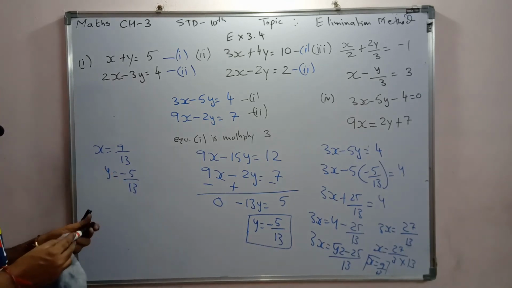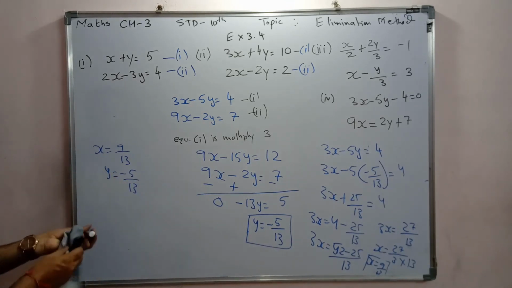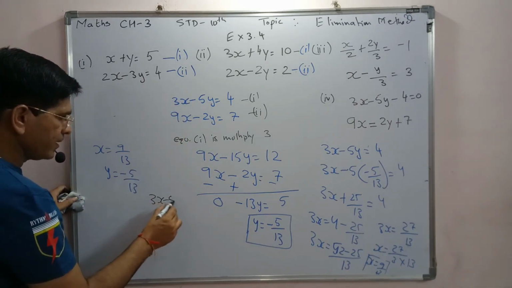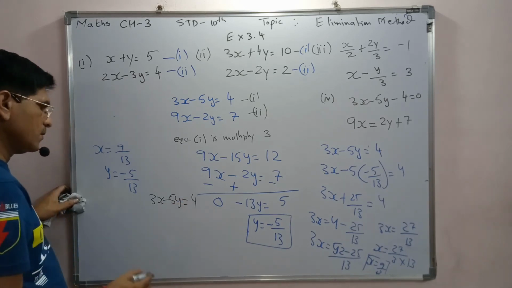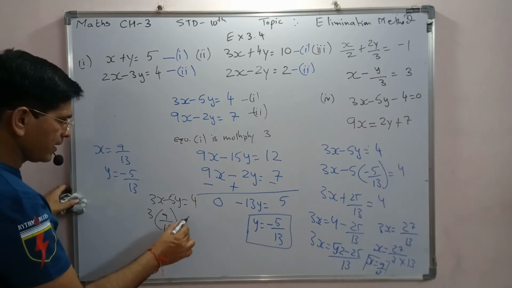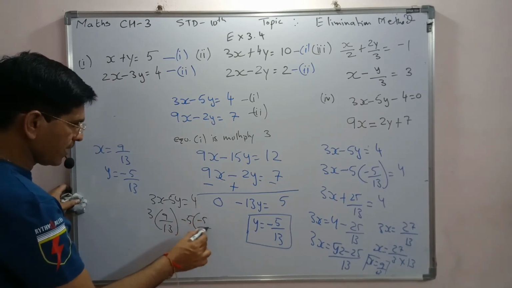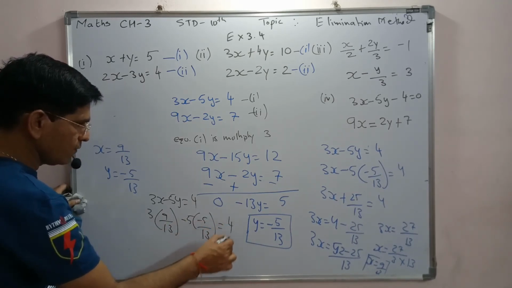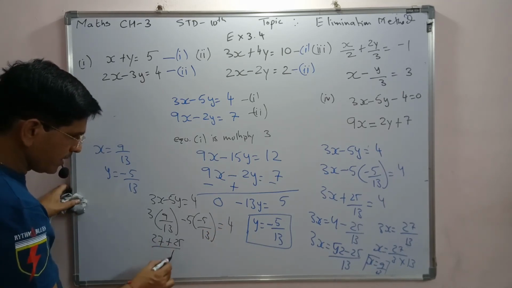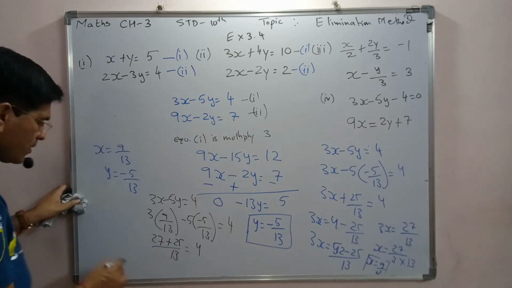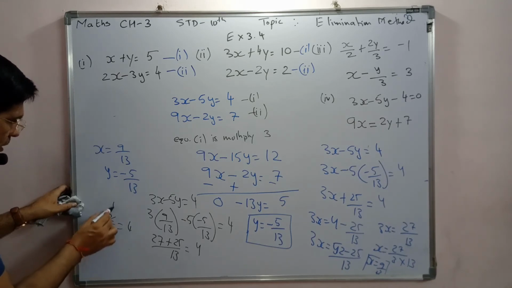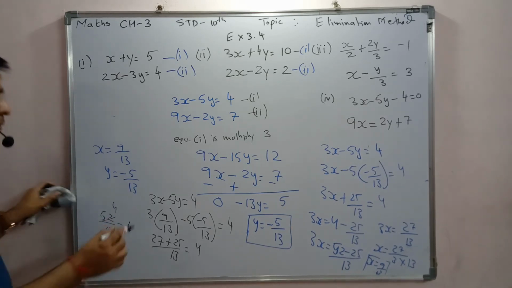So we have the value of x is equal to 9 by 13 and y is equal to minus 5 by 13. Now if we check, we can get the correct answer. 3x minus 5y is equal to 4. So 3 into 9 by 13 minus 5 into minus 5 by 13 is equal to 4. So 27 plus 25 divided by 13 is equal to 4. So 52 divided by 13 is equal to 4. 13 fours are 52, so 4 is equal to 4.